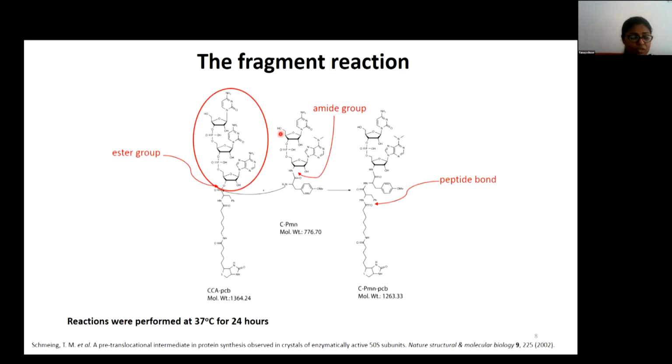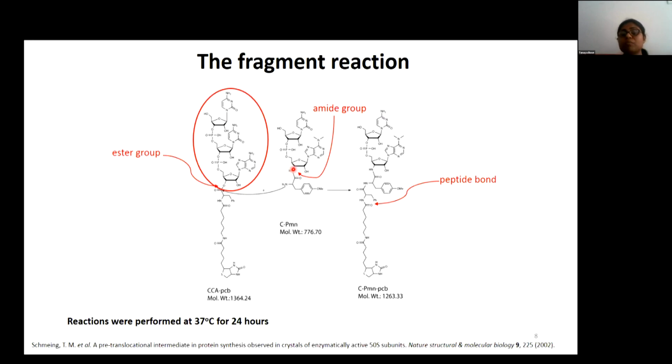Next, we screened all of these 13 sequences for the ability to form a peptide bond. For this, we chose this reaction, which has been reported in the literature. This sequence does not utilize the entire tRNA, but only the CCA terminal, the conserved terminal of the tRNA, and is known to work on 50S and give this product. CCA-PCB is the P site substrate and C-puromycin acts as the A site substrate here. The difference between C-puromycin and the original tRNA is that it has an amide bond here rather than the ester bond which is present in the tRNA.